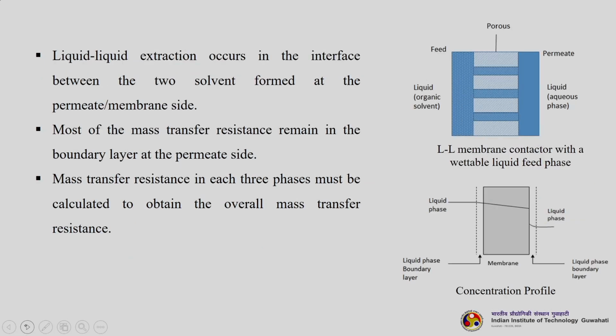So, liquid-liquid extraction occurs at the interface between the two solvents formed on the permeate membrane side. Most of the mass transfer resistance remains in the boundary layer on the permeate side. The mass transfer resistance in each of the three phases must be calculated to obtain the overall mass transfer resistance, and of course, to find out which is dominating. It has been seen that the mass transfer resistance in the boundary layer of the permeate side, this one, is the dominant one.